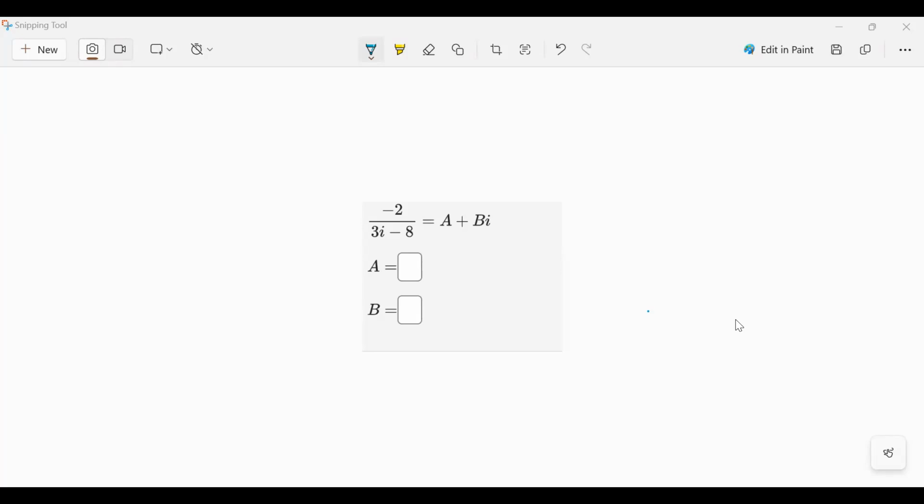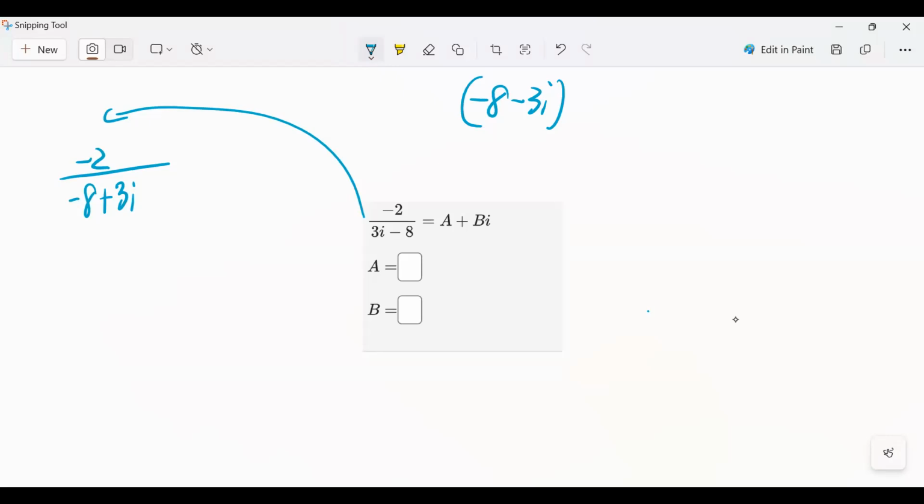Let's go over the solution. As I mentioned earlier, I can rearrange it, but we get 8 first, plus 3i. Now, the complex conjugate here will be -8 minus 3i. Then you multiply both top and bottom by the complex conjugate. So -8 minus 3i on top, and the bottom is -8 plus 3i.